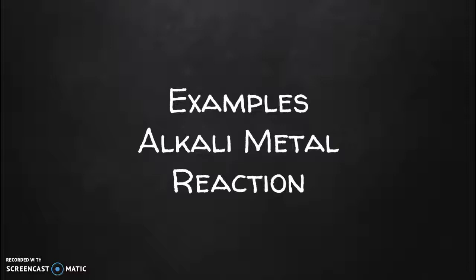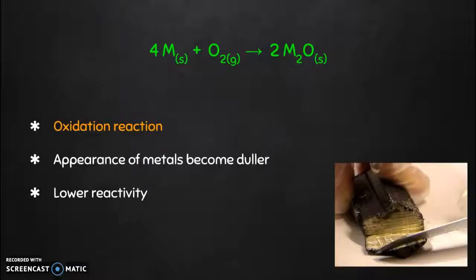The following are examples of alkali metal reactions. The first reaction is an oxidation reaction. This is when oxygen reacts with an alkali metal and produces an oxide metal. Furthermore, this type of reaction changes the appearance and reactivity of the alkali metal.